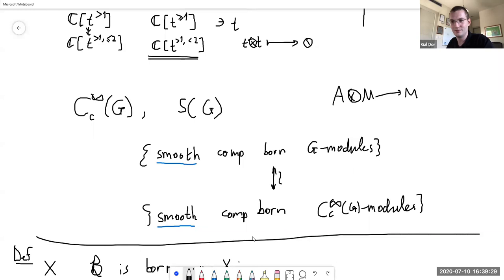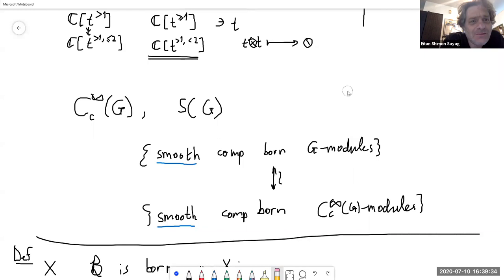What is the concrete content of that? I mean, what does it mean on the level of functions? Sorry? You said that it's not just a surjection, it's more. So what does it give you?